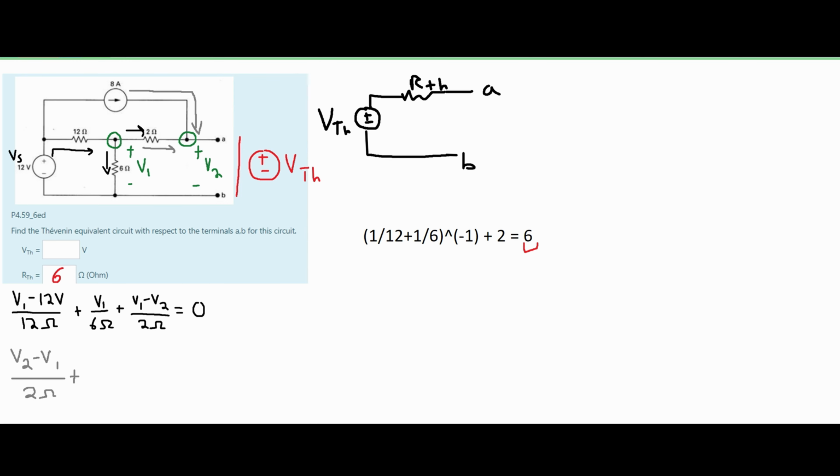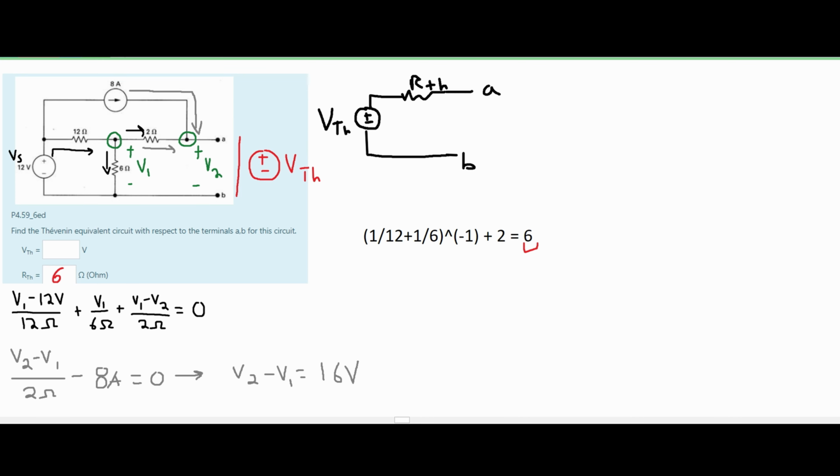We know that anything coming into a node is negative, so we're actually going to take that positive away and make it a minus, and this is 8 amps set equal to 0. We can find our V2 or V1 and say that our V2 minus our V1 is equal to, bring 8 over to the other side, and this is 16 volts. Now we want to solve for V2 because our V2 is equivalent to VTH.